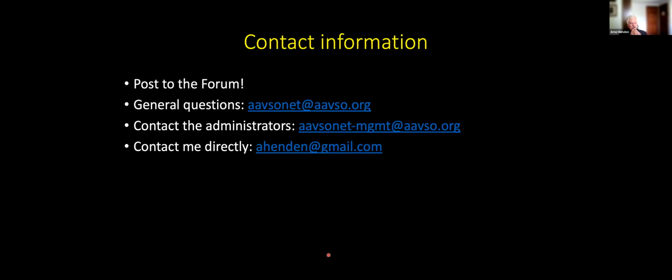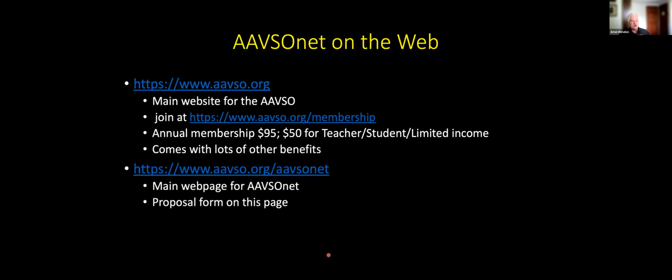So here's some of the contact information. Post to the forum is the easiest way to get hold of anybody related to AAVSOnet, whether it's part of the volunteer staff or just the general community. If you have a specific question and you want an answer relatively quickly, you can email AAVSOnet at this address. You can contact the administrators, or you can just email me and I'll make sure that the message gets routed to the right source. On the web, getting to AAVSOnet is not straightforward in the sense that it's not on the home page. But if you go to the observing sections, you can look down through there and you will see AAVSOnet as a link, or you can just use the link that I show at the bottom of this page.